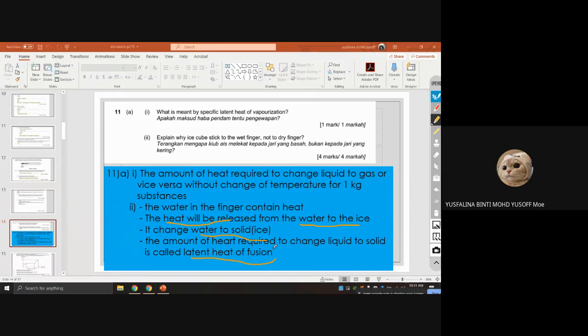Because the finger is wet, that means there is water on the finger, so it contains heat. When it touches the ice, the water there will release the heat. So now the water on the finger will become ice. So that's why it sticks to the ice. The amount of heat required to change liquid to solid is called the latent heat of fusion. So that is the answer for this one.